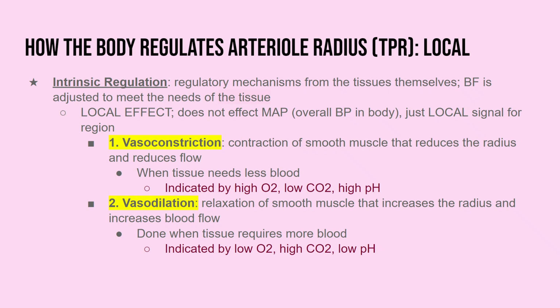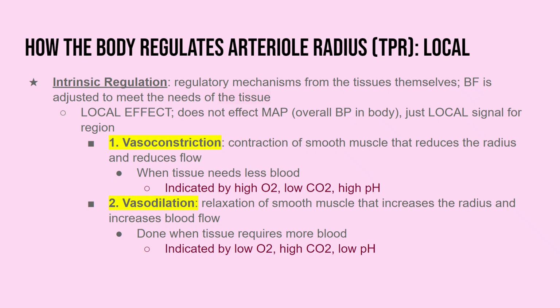Vasoconstriction is contraction of the smooth muscle, which reduces the radius of the arteriole, and that happens when the tissue needs less blood. So the arteriole will constrict, and less blood will flow into the capillaries. Vasoconstriction is initiated by high oxygen levels, low carbon dioxide, and a high pH in that local tissue.